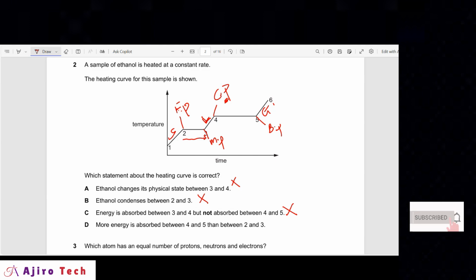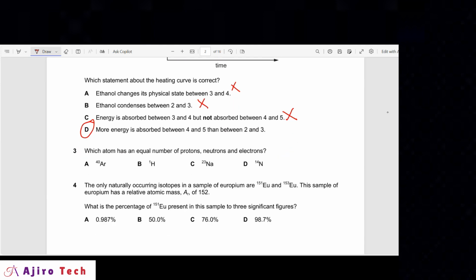And then for the last option, of course, it has to definitely be the last option because more energy is absorbed between 4 and 5 than freezing, which is an exothermic reaction. So that is why we go with D. Since we talk about energy absorbed, we're looking at an endothermic reaction. Let's sort that out. Move to question 3.